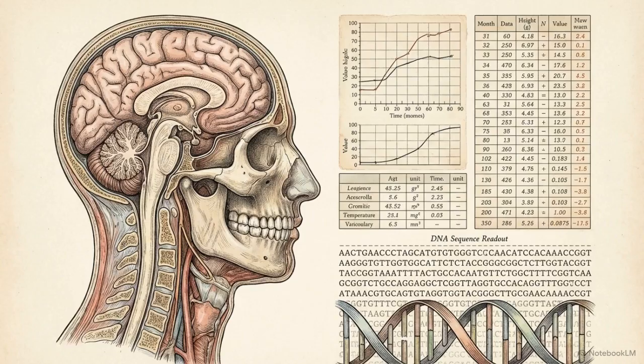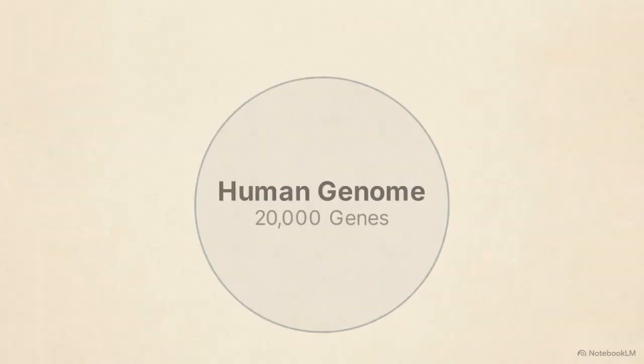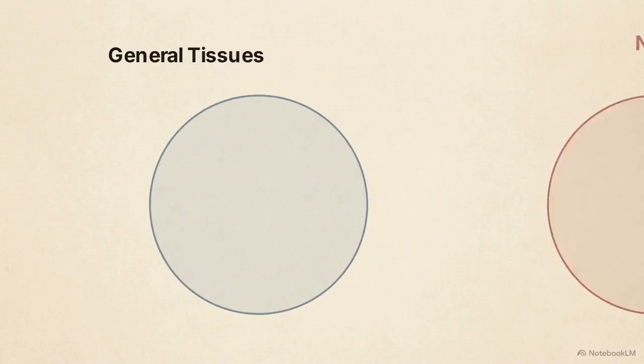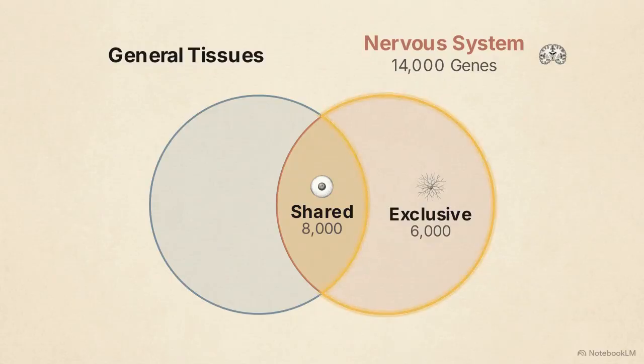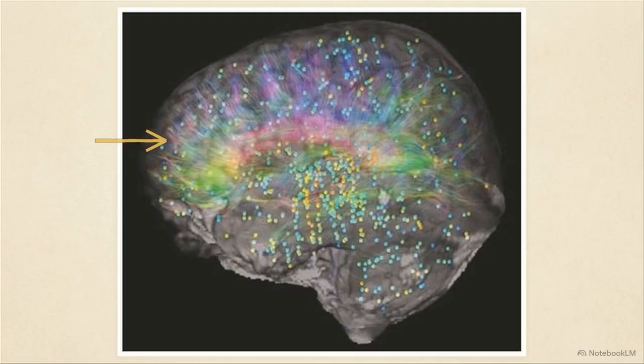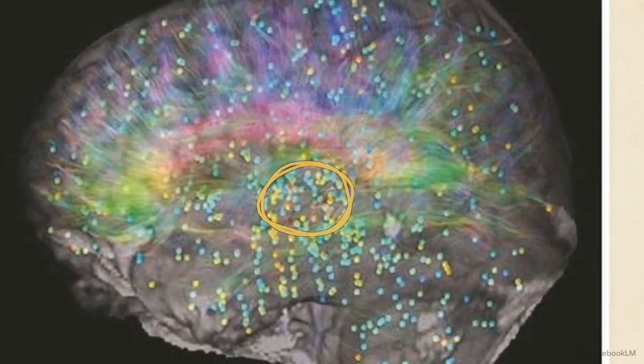Every clinical observation of a patient's behavior ultimately traces back to the specific execution of these genetic blueprints. This diagram outlines the human genome, which consists of about 20,000 genes. Of those, roughly 14,000 are expressed in the nervous system, and a distinct subset of around 6,000 are entirely exclusive to it. This is a lateral silhouette of the human brain, mapping mRNA expression. The locations and varying levels of expression for specific genes dictate the physical construction of the organ from region to region.